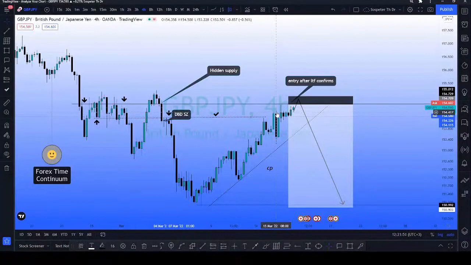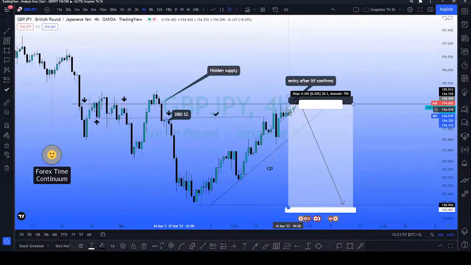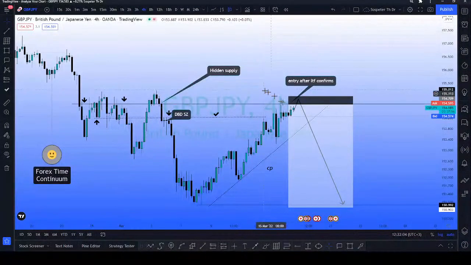I shared this setup, and I was hoping they will grab the Asia high or the Asia low first, but as you can see, they are going for the Asian high. And we have a hidden supply here, which is kissing candles, a hidden supply.